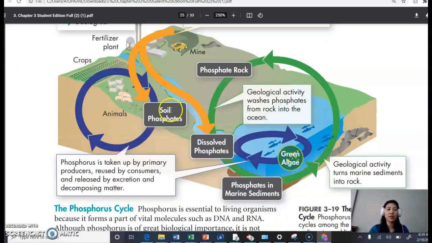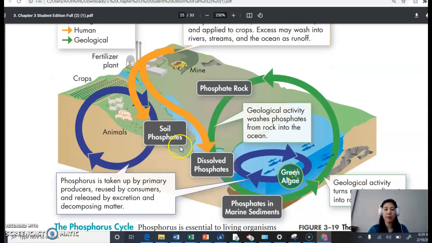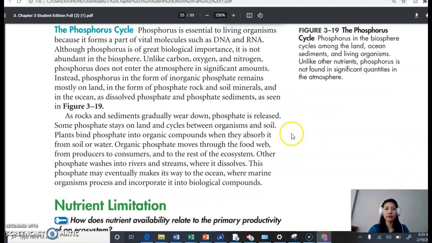Okay, we have the same biological processes in blue, in orange we have human processes or human activities, and the geological processes in green. So phosphorus is also important to us living organisms. Why? Because it forms a part of vital molecules such as our DNA and RNA. Where can we find our DNA? In the nucleus of our cells.